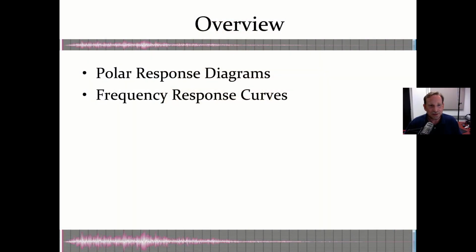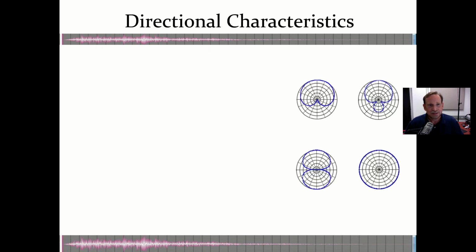Let's go ahead and turn to the PowerPoint. There you see the basic topics, polar response diagrams, and frequency response curves. So let's start off with directional characteristics. I'm fairly certain that you're familiar with some of these. Most importantly, you're familiar with this first one here. This is the cardioid pattern. Looks kind of like a kidney. Sometimes people think of it looking like a heart. That's how we get the name cardioid.